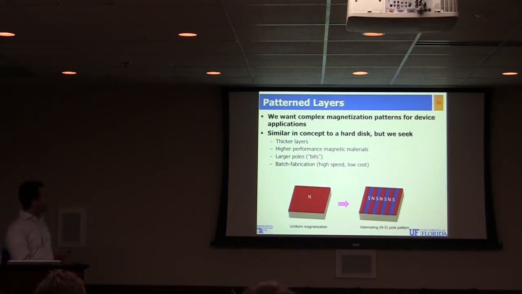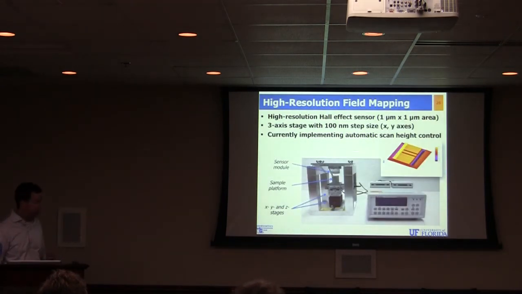So how would I do that? We can look for some inspiration from a hard disk, but what we're trying to do is very different from a hard disk drive. Namely, we have much thicker layers, tens of microns compared to tens of nanometers. We are using much better performing magnetic materials. When we make a hard drive, we use a kind of semi-hard magnet, not a very strong ferromagnet. We're making much larger poles or bits, and we obviously want to do this in a batch fabrication process. We don't want to have to raster a read head around with the wafer, because that would take a long time to write the whole hard drive or the whole wafer.